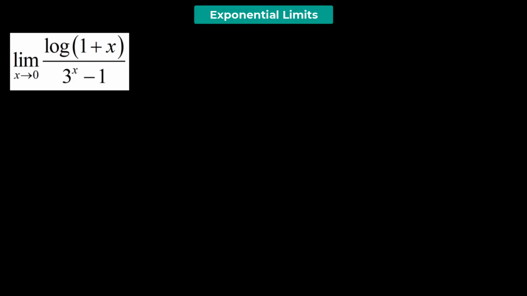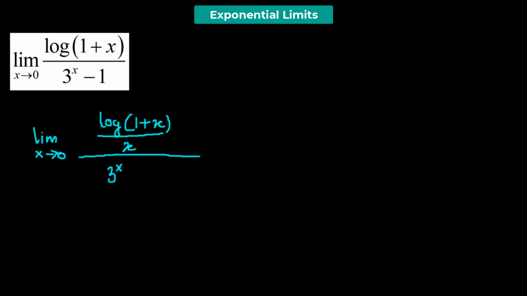So here we have the function log of 1 plus x divided by 3 raised to the power of x minus 1. So we have to find its limiting value when x approaches 0. What we're going to do is divide the numerator and the denominator by x. So that will give us the limit as x approaching 0 of log of 1 plus x divided by x, whole divided by 3 raised to the power of x minus 1 divided by x.